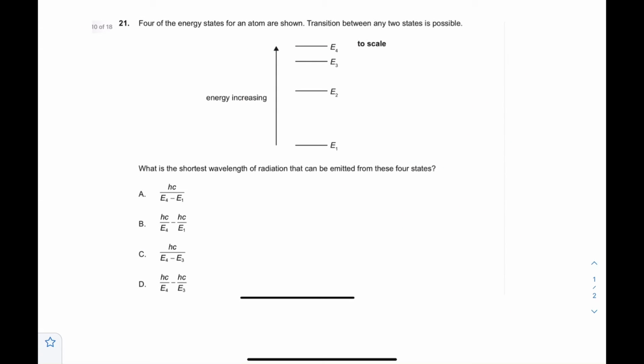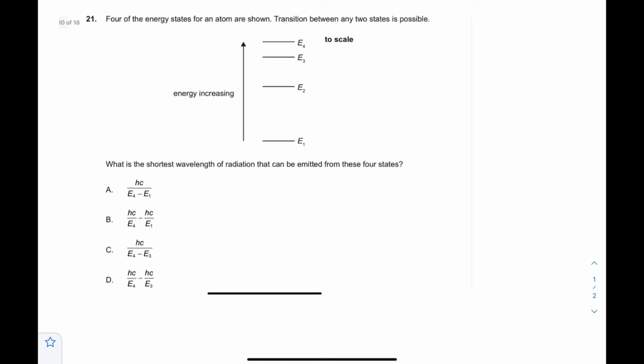Now proceeding on to the next question, that is question number 21. It's an interesting question. So you have been given 4 energy states, right? E1, E2, E3 and E4. And the transition between any 2 states is possible. So what is the shortest wavelength of the radiation that can be emitted from these 4 states?